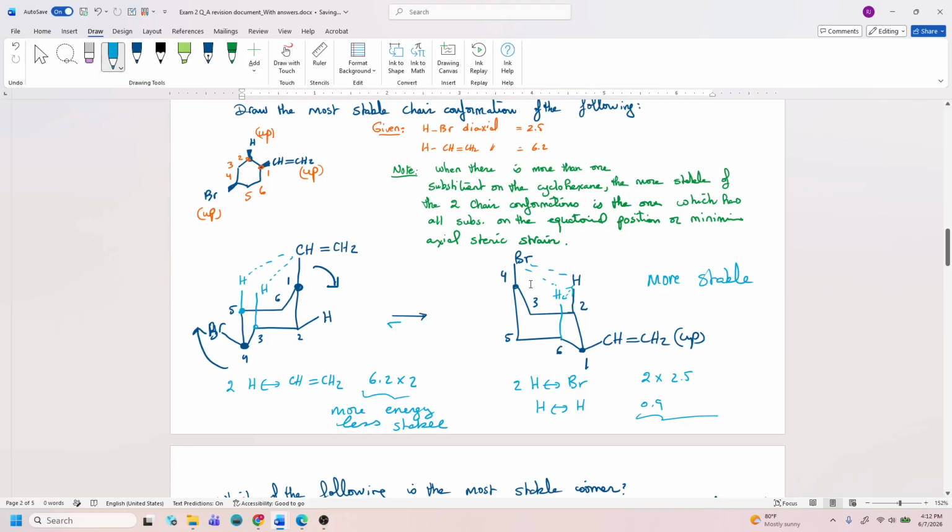So this is how you determine the stability. Okay, hope this helps. If you have any additional questions, please let me know.